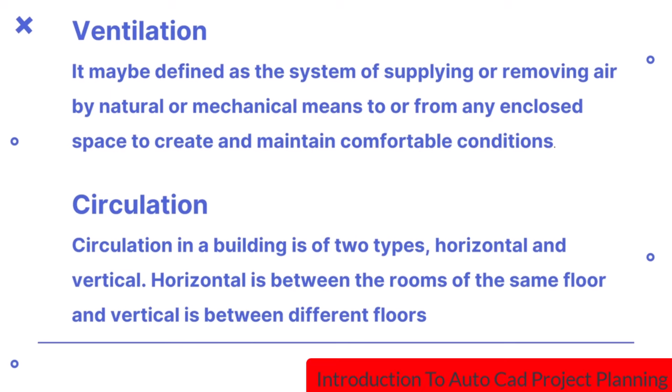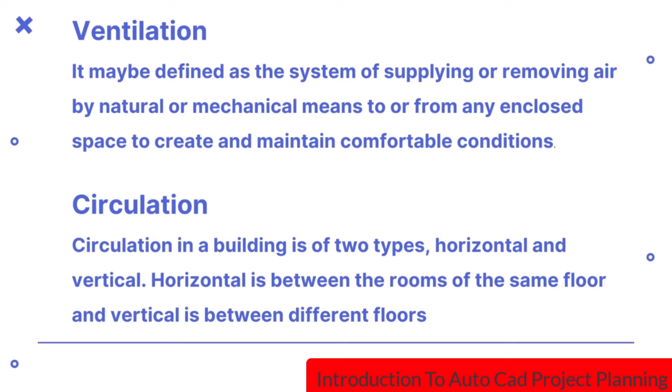The next principle is circulation. Circulation in a building is of two types: horizontal and vertical. Horizontal circulation is between the rooms of the same floor. It should be achieved by provision of passages, corridors, halls, and lobbies.